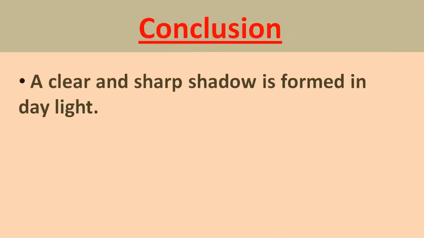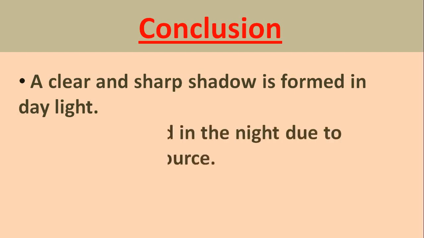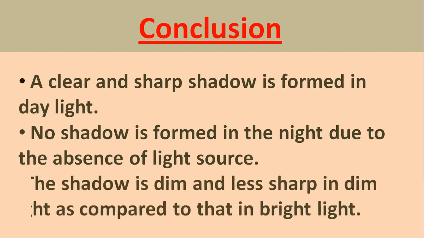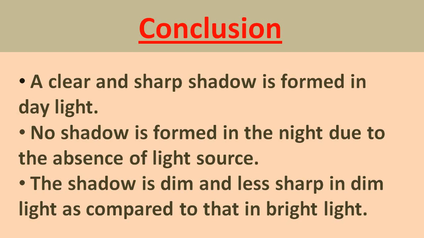So the conclusion from this activity is that a clear and sharp shadow is formed in daylight. No shadow is formed in the night due to the absence of light source, and a shadow is dim and less sharp in dim light as compared to that in bright light. So it is clear from the above activity that during day the shadow is sharpest, while during night no shadow is formed. And the shadow depends upon the intensity of light, means in dim light the shadow is also dim, and in bright light the shadow is also sharp and clear.